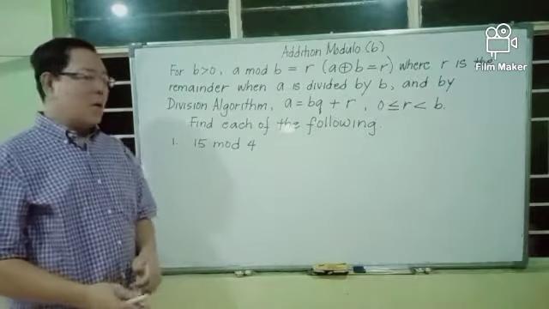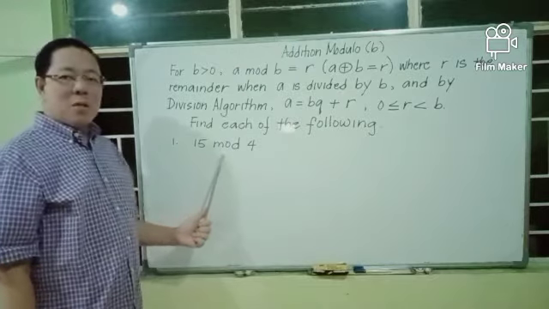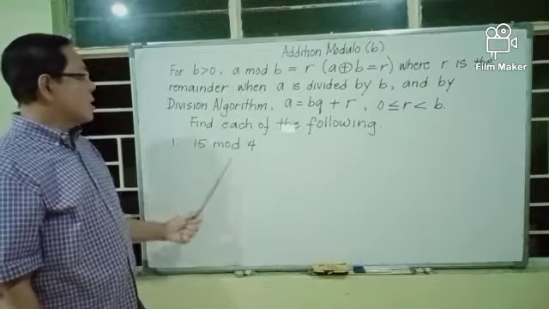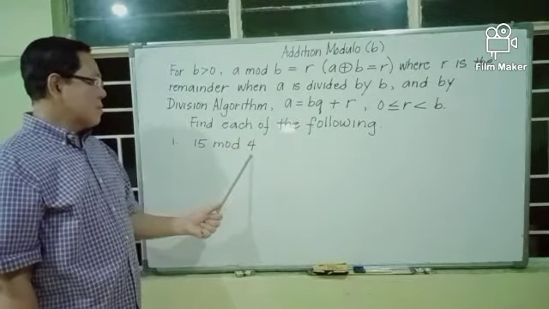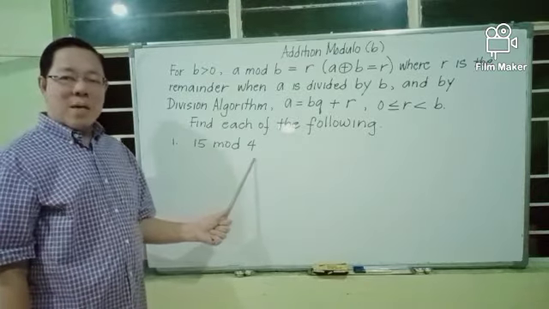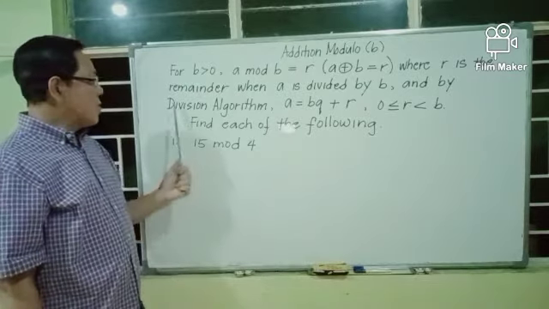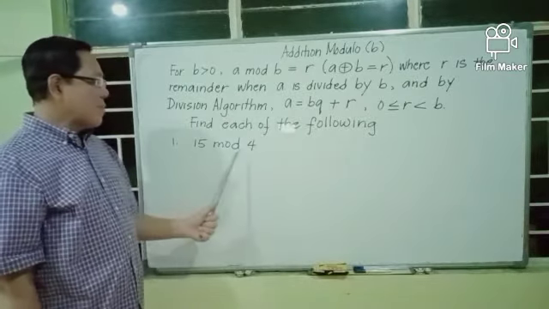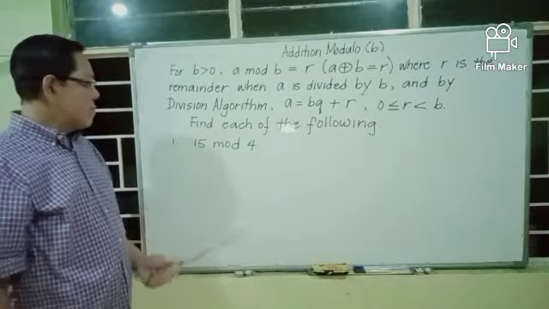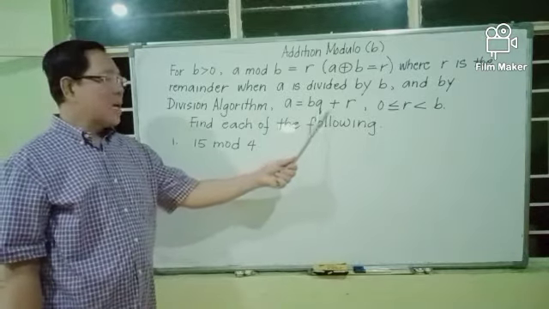To find the value of the following, we start with number 1. Find the value of 15 modulo 4. In the definition, a is 15 and b is 4. And the value of 15 modulo 4 is the remainder when 15 is divided by 4. By the division algorithm, when 15 is divided by 4, we can write 15 as 4 multiplied by q, the quotient, plus the remainder r.